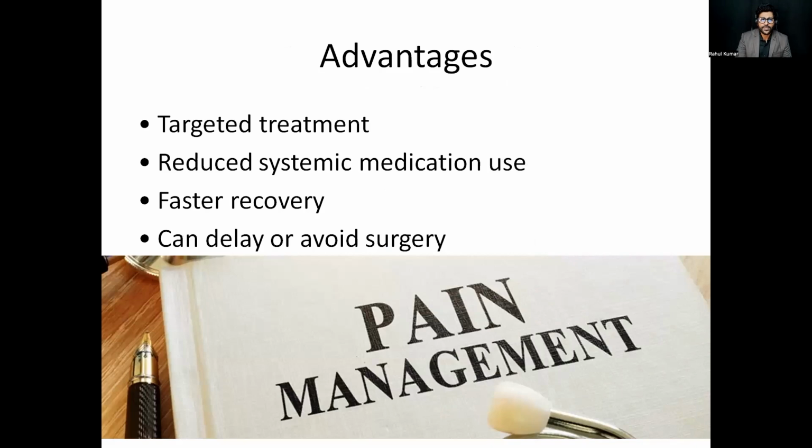The advantages are it's targeted, and faster recovery, being daycare. Most of these patients who come in for pain management are not admitted. They walk in, walk out; time is almost under 2 to 4 hours. We just keep them in the observation room just to see the vitals and then they're walking back home. That is the best part of pain management.